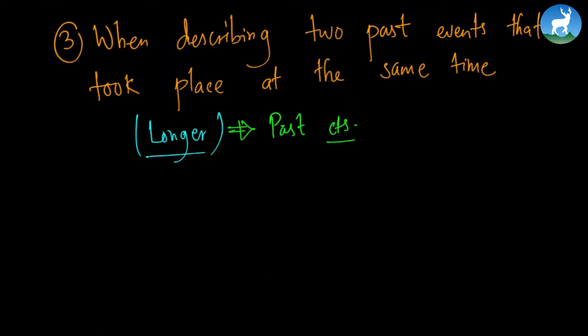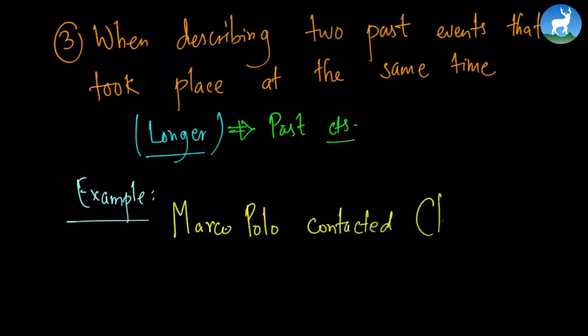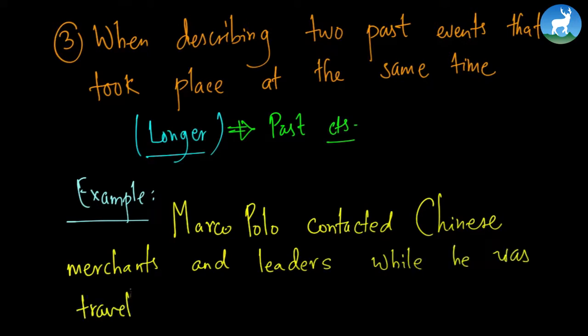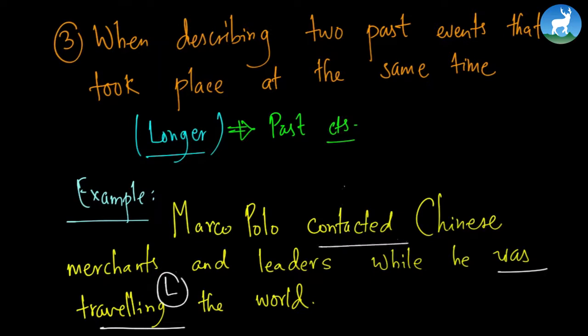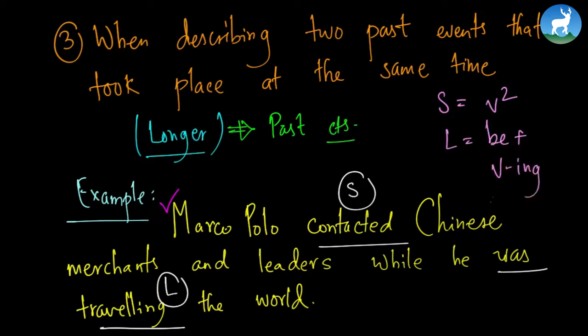So let me write one example first. Examples here. Marco Polo contacted Chinese merchants and leaders while he was traveling the world. You see, now I want you to find the shorter and the longer event. For longer event, let's write L, and for shorter event, let's write S. So was traveling is the longer event while contacted is the shorter event, correct? Now this is how it is done. For the shorter event we use, what do we use? For the shorter event we use simple past tense, while for the longer we use past continuous tense, you see. So that is how it is done.